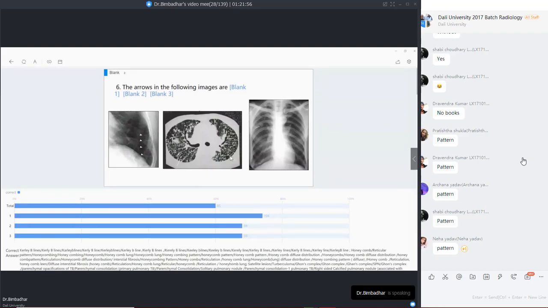Did you understand right now exactly where the arrows are pointing? Why do we use arrows? The arrows are used to mark down the radiographic features. Okay? So the answer to this question here is interstitial lung disease, the diagnosis. The pattern you are looking at is a typical pattern of honeycombing.